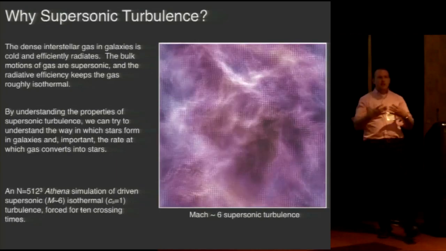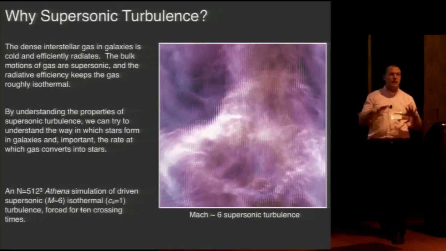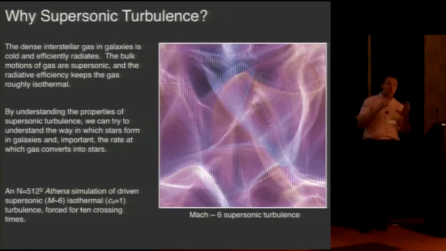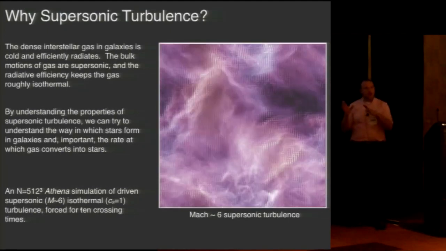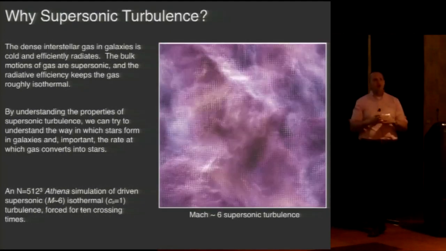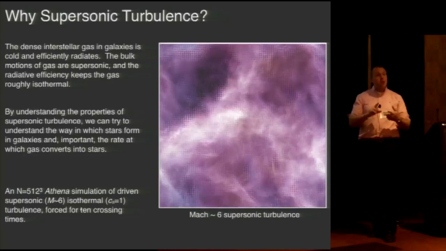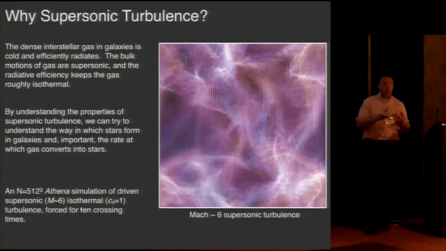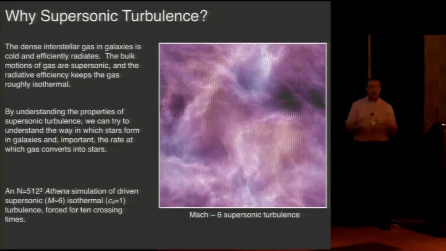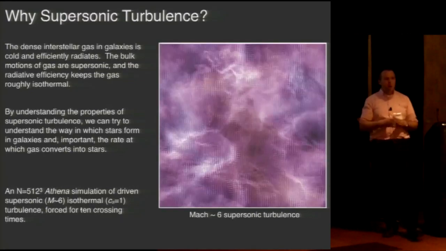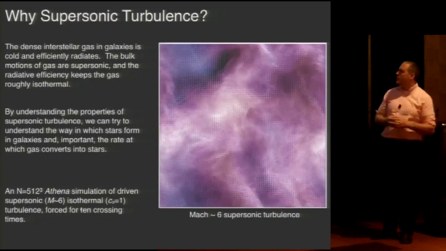This allows the gas to become very dense and stay roughly at 10 Kelvin. So the characteristics of gas in galaxies that might form stars is that it's cold, supersonic, turbulent, isothermal gas. Okay? And so that's an important type of problem that we can model in computational fluid dynamics.